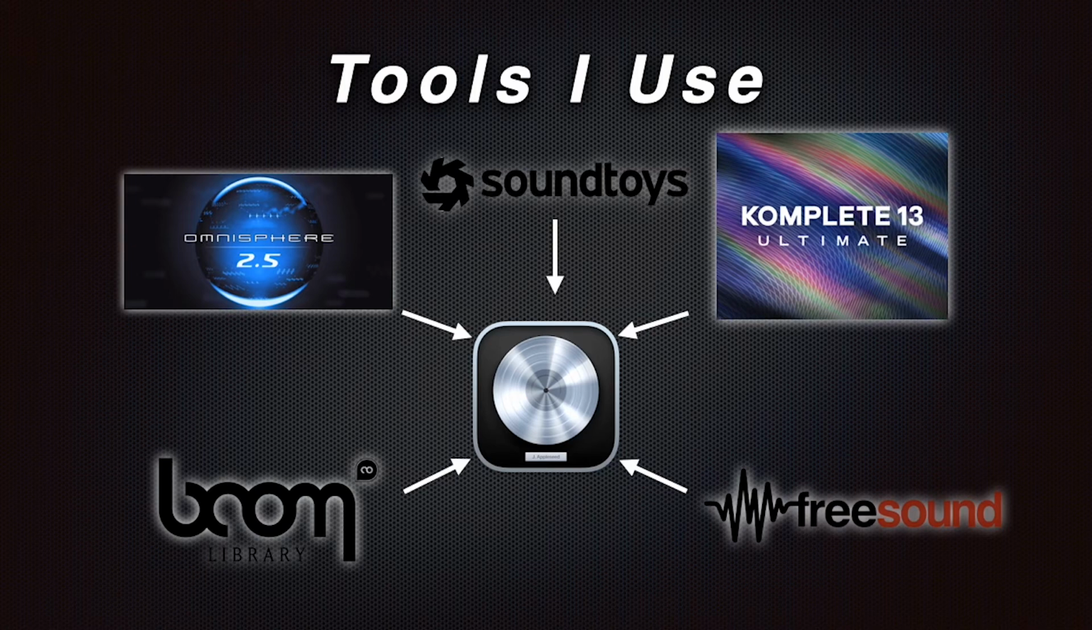And then outside of that, all of the four that I've just talked about are expensive. They all cost money, they all cost a lot. Omnisphere is $500, Sound Toys for the full bundle is $500, Complete 13 is over $1,000, I think. Boom is about $200 per library, and they have like 100 libraries, so that stuff gets super expensive. So the other great one that I like a lot is called Freesound, down at the bottom right.